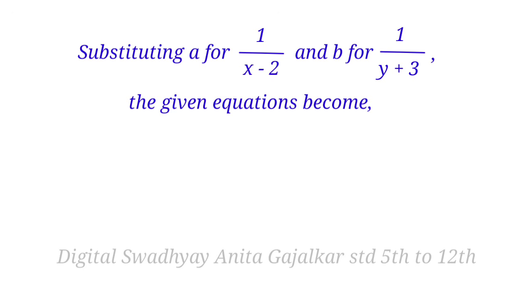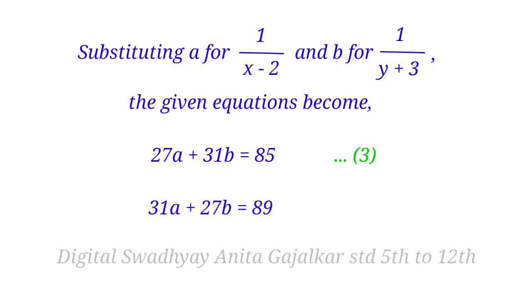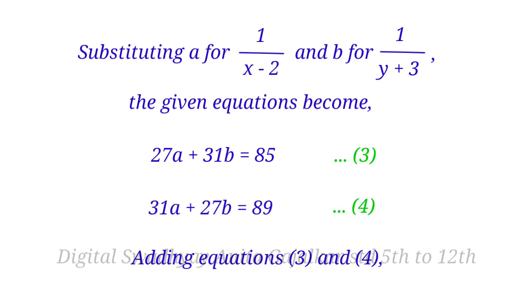Substituting a for 1 by x minus 2 and b for 1 by y plus 3, the given equations become 27a plus 31b equal to 85, equation number 3. 31a plus 27b equal to 89, equation number 4. Adding equations 3 and 4.